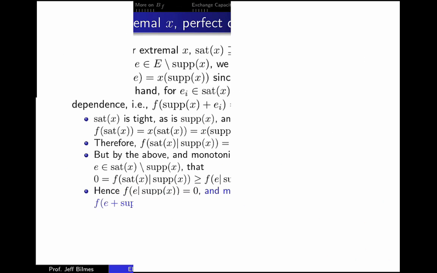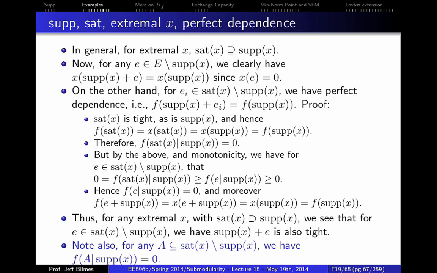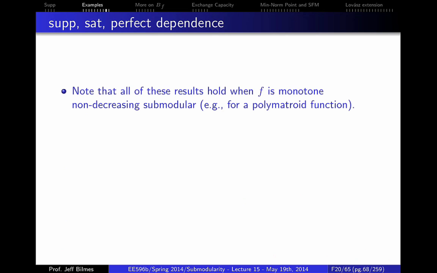So it's the SAT and the sup. If we have SAT and sup queries, we can sort of understand all of that kind of stuff. And so all that stuff there is just the proof of this. But basically, here's the critical thing. For any A, which is a subset of SAT except for sup, we've got that F of A given sup is 0. The gain is 0 for any A. Okay. The argument in this stuff above is very similar to what we've already seen.